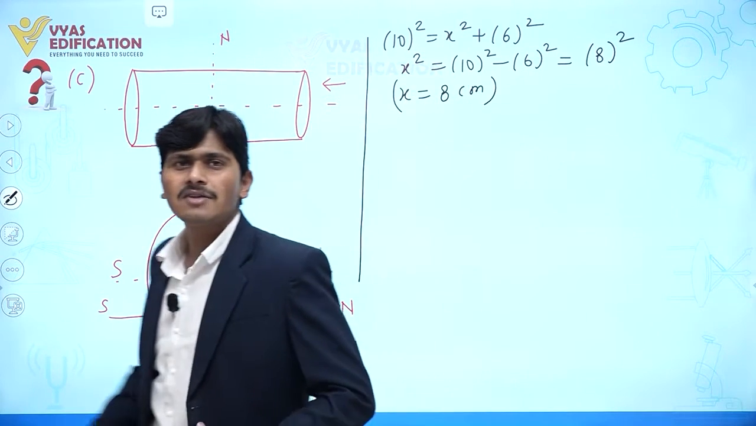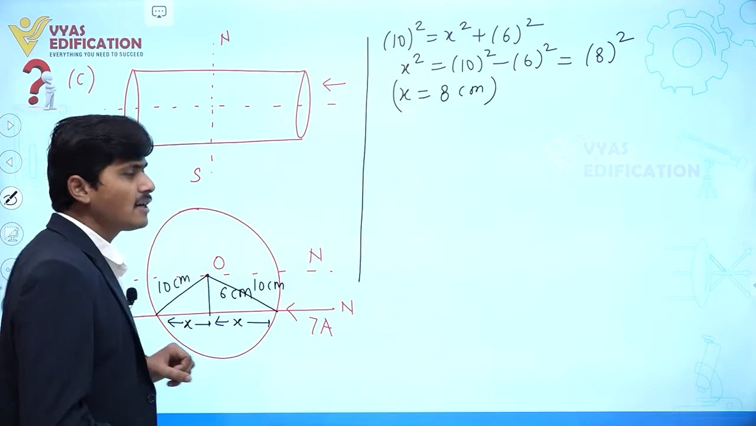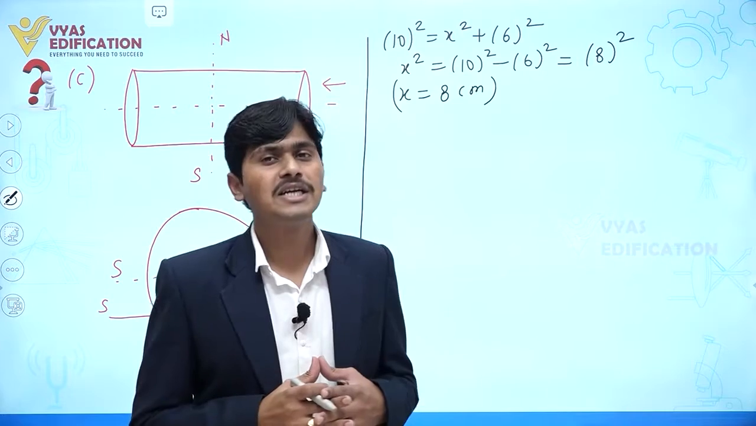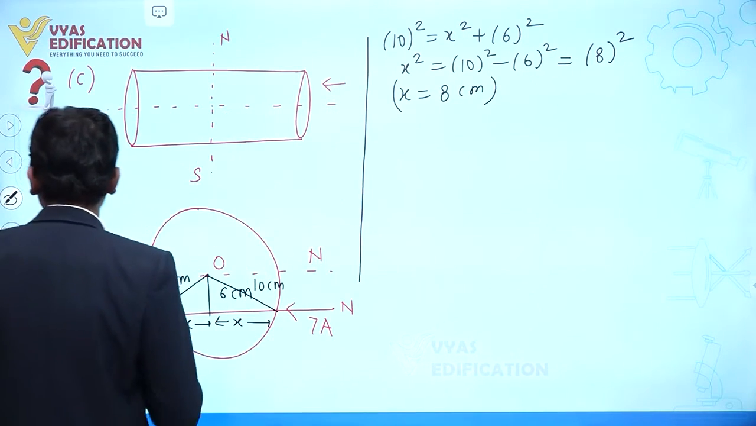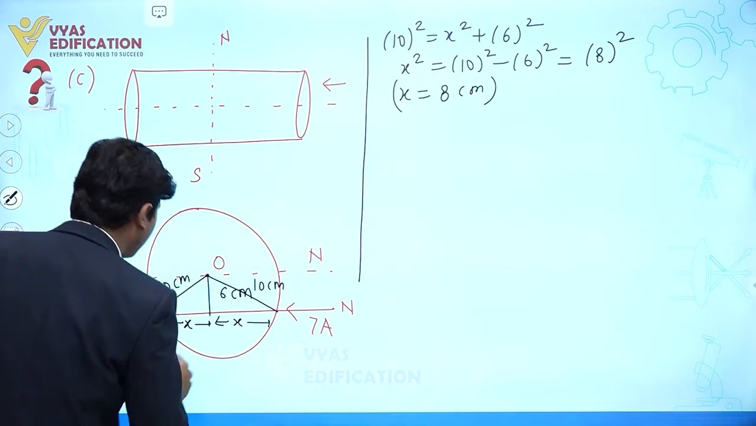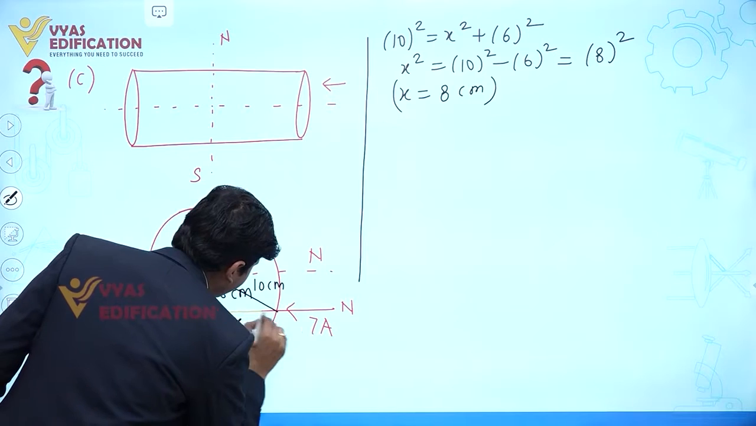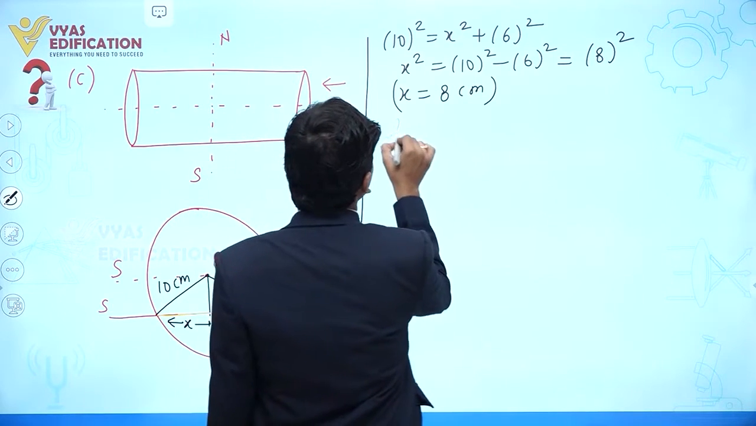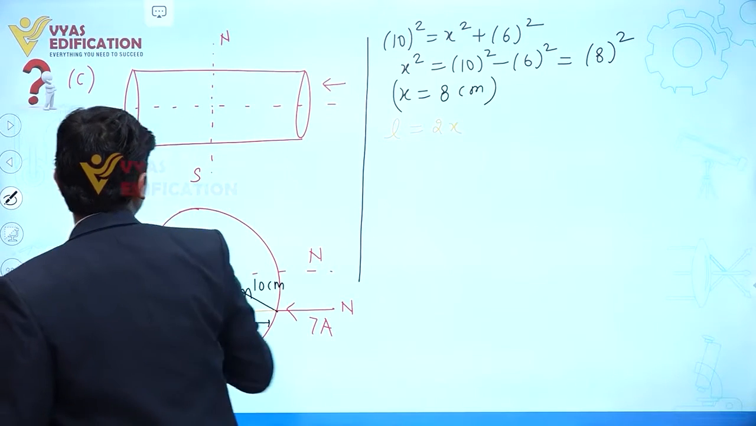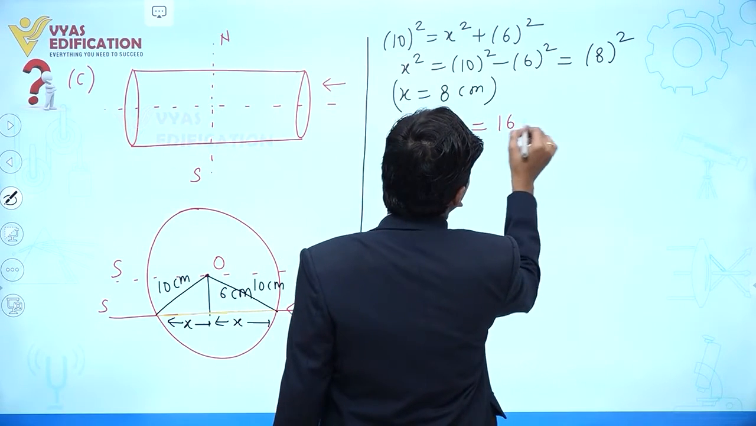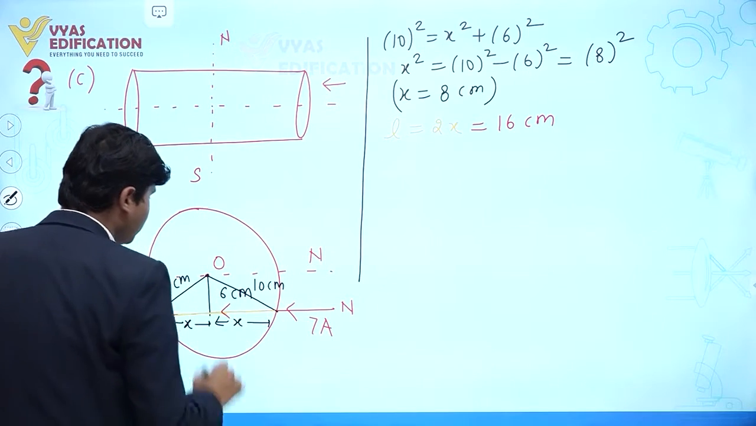Now you can ask, sir, why are we finding this value? Listen carefully. Now we will find the total length of the wire that is present inside this cylindrical region. The part of the wire that is present in this cylindrical region is this one. So the value of L is written as 2x, and this is equal to 16 centimeter. Definitely current is flowing in this direction, no problem.